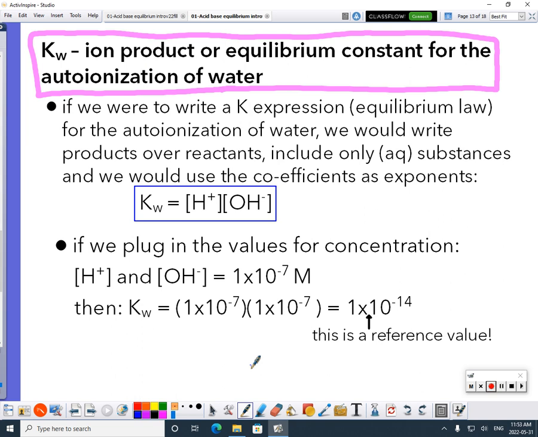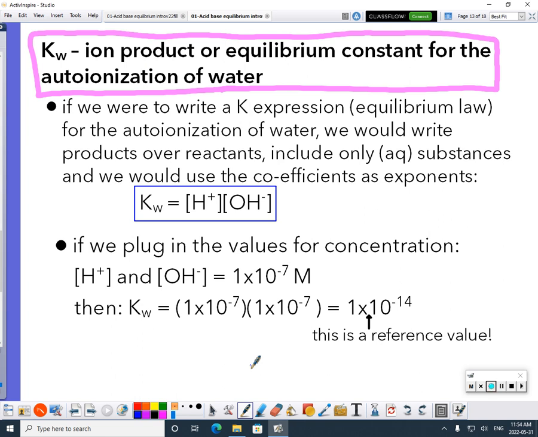So it's still the same thing. Products over reactants, only include aqueous. There's no gases here, but only include gases or aqueous in the expression. The coefficients are the exponents. So I think we mentioned this on the Friday before as well. When we did that, say, phosphoric acid with the 3 hydrogens, we did one at a time.